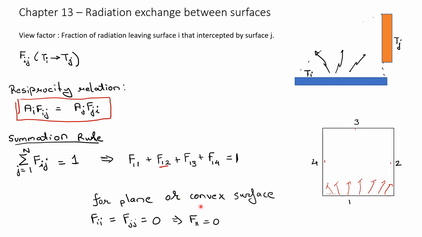Now for plane surfaces or convex surfaces, and by convex I mean if you have a surface something like this, and the outer surface is your surface of interest or surface that is emitting radiation, the convex surface won't view itself, but in a concave surface you will have a non-zero view factor. So if you have a plane surface or a convex surface, F_ii will be equal to F_jj will be equal to 0. That means F11 equals 0, because there is no way in which surface 1 is able to view itself.